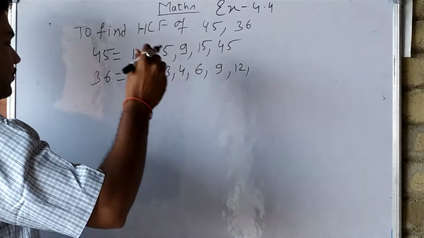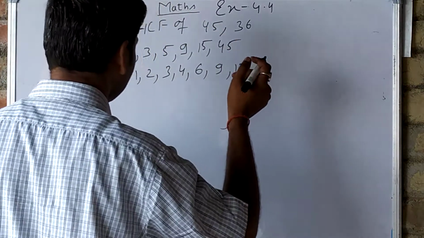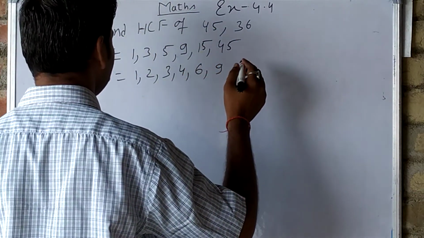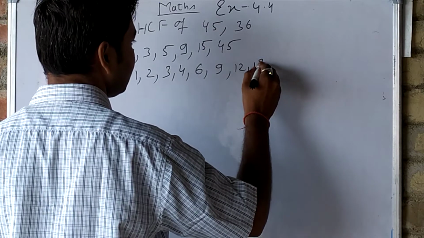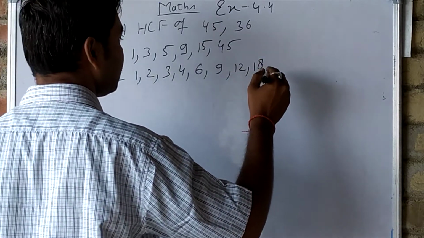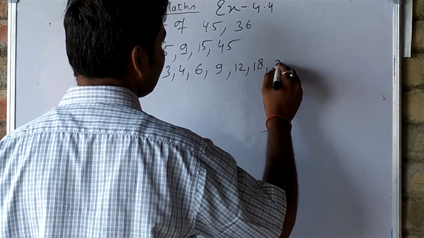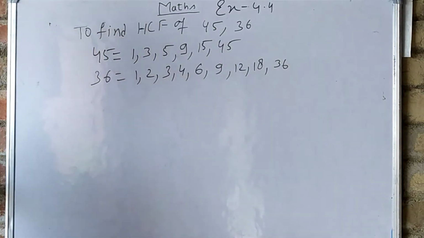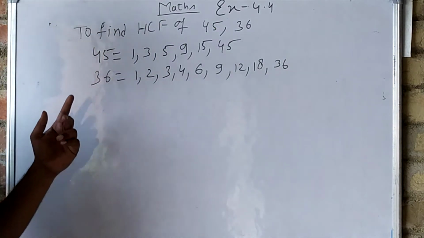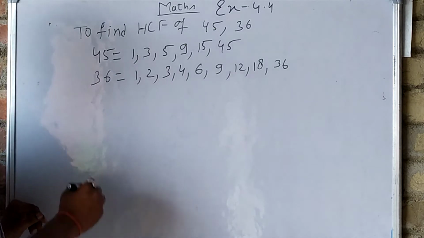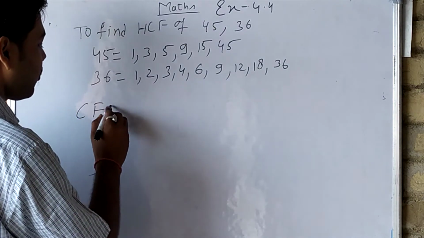After 12 we will have 18, then almost 36 we will have. So these are the factors of 45 and 36. Now what we have to do, we have to find the common factors.